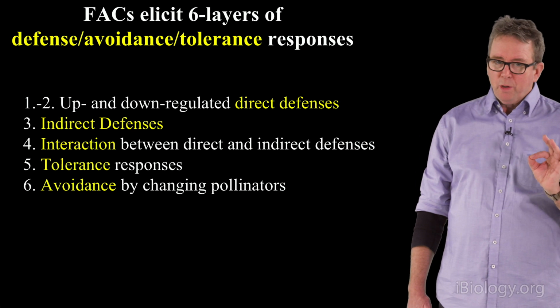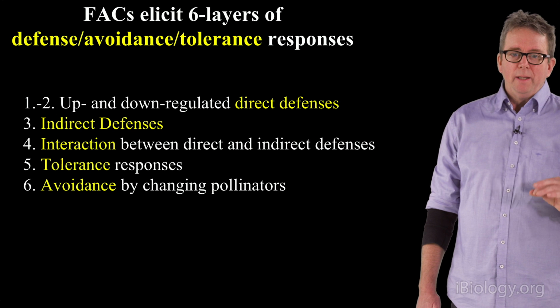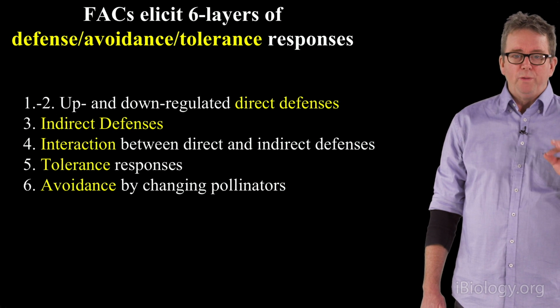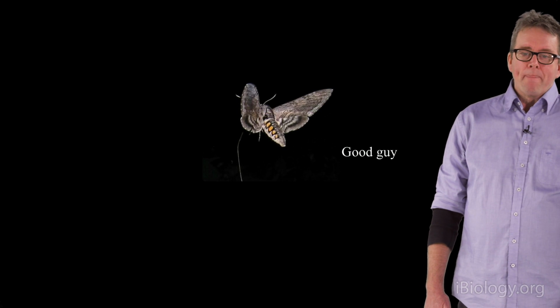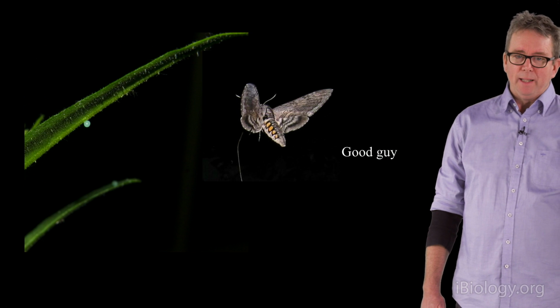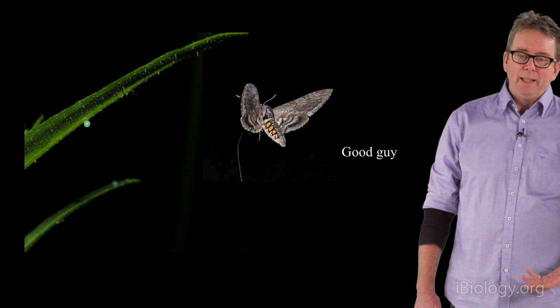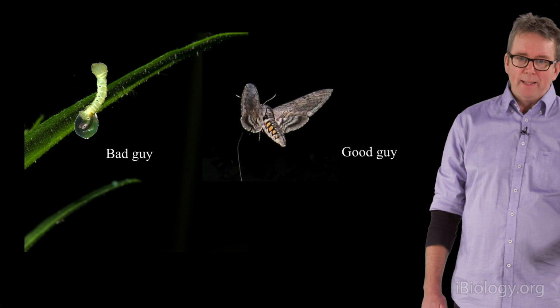I want to start this talk off by building on part 6, the ability of the plant to avoid this particular herbivore by changing pollinators. Now, what I told you about last time was that this pollinator, the mother of the larvae, is a good guy because it's an excellent pollinator, but every time it pollinates, it nectars and lays eggs, and the eggs, of course, hatch into the bad guy.